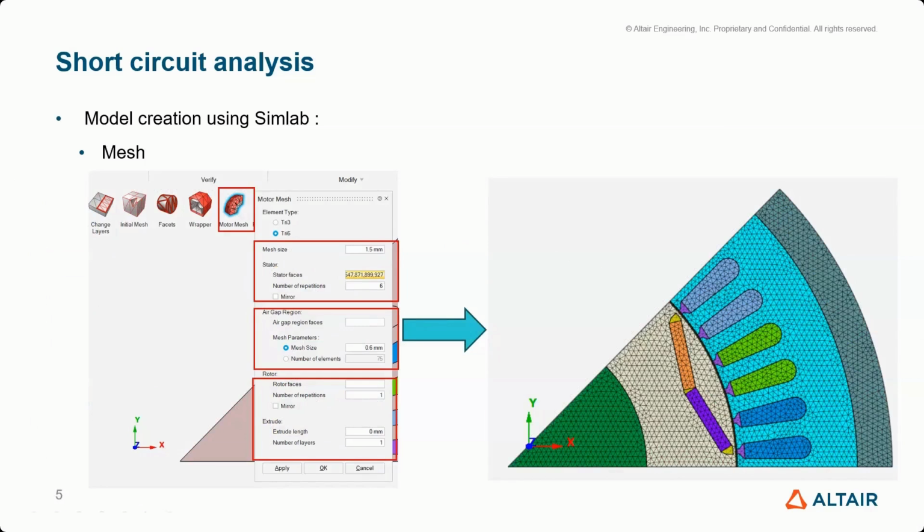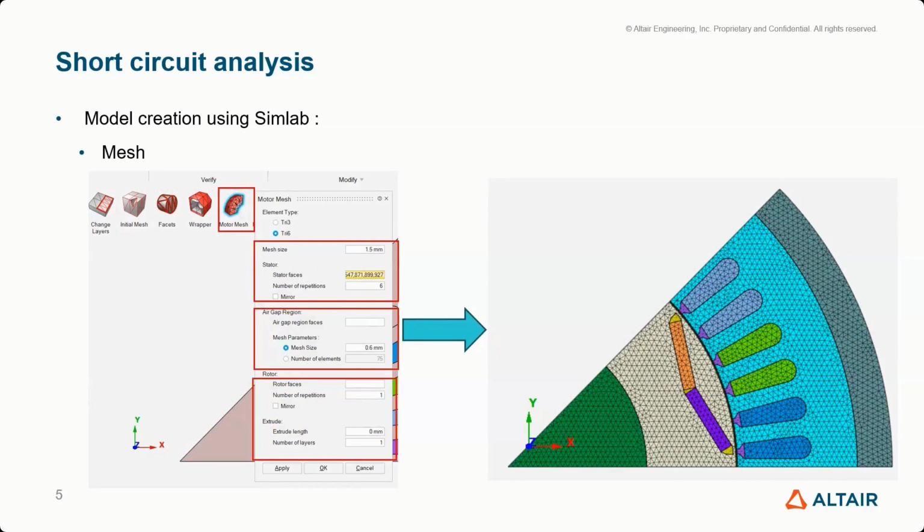We start with the stator. You can put the mesh size of the elements that you have inside the stator. As you can see here, for the stator, you have the stator faces. You should select all the stator faces. And you can also set the number of repetitions depending on the periodicity and the number of parts that you represent for your motor.